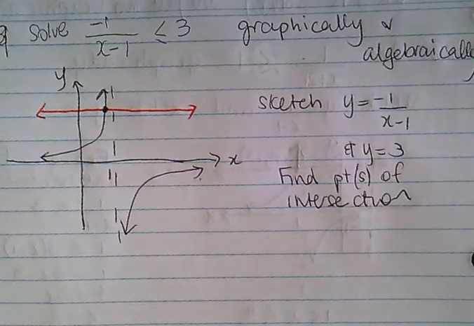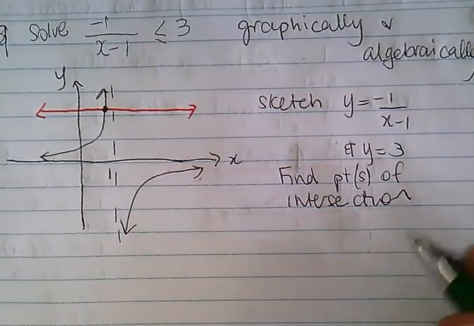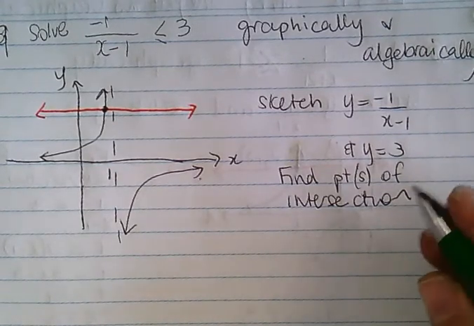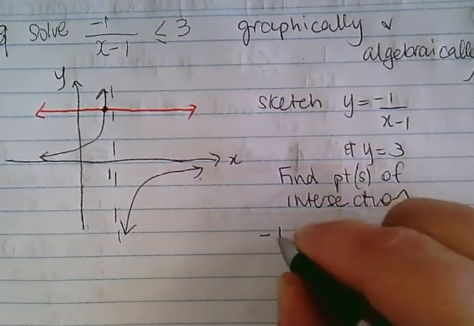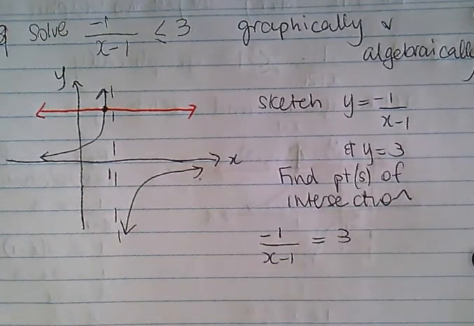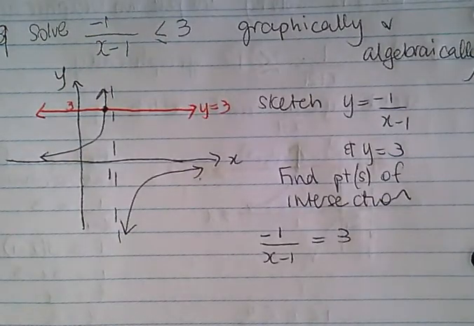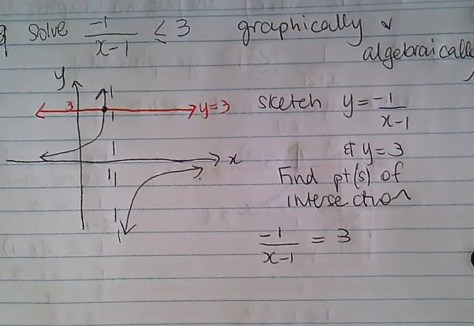Okay, 1 point of intersection. And that point is between 0 and 1, isn't it, from your sketch? How are you going to find the point of intersection? Anyone? Equate them. In other words, equate means put them equal to each other. So this is the line y equals 3. -1 over x minus 1 equals 3.